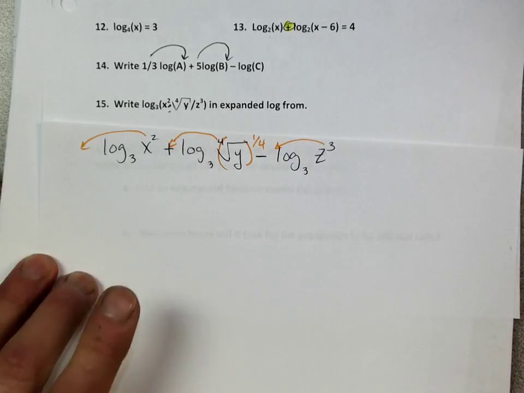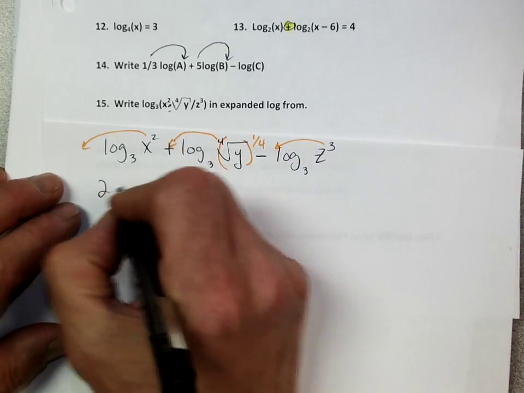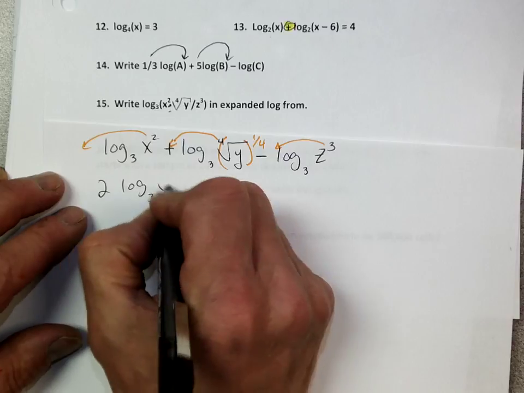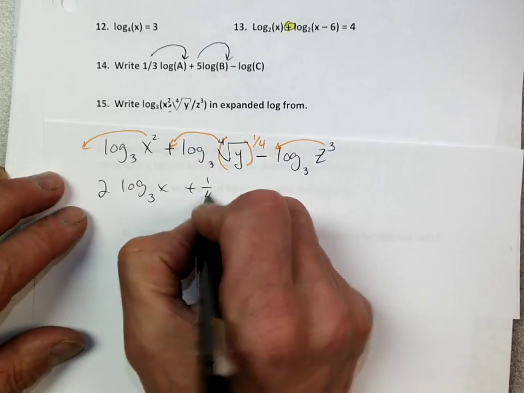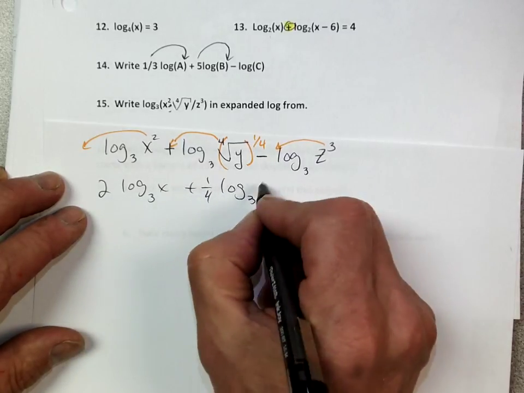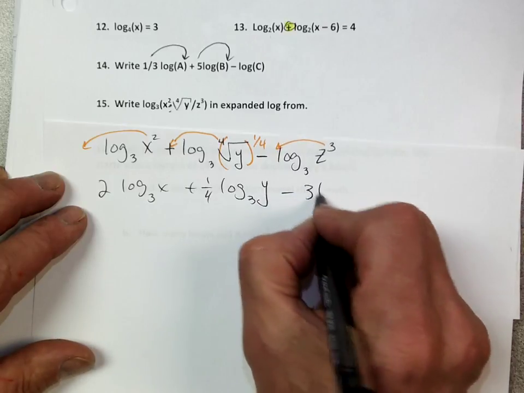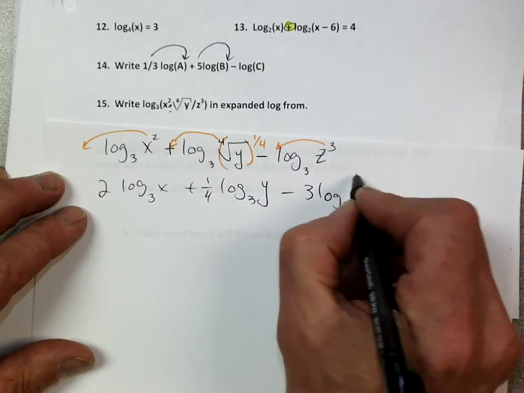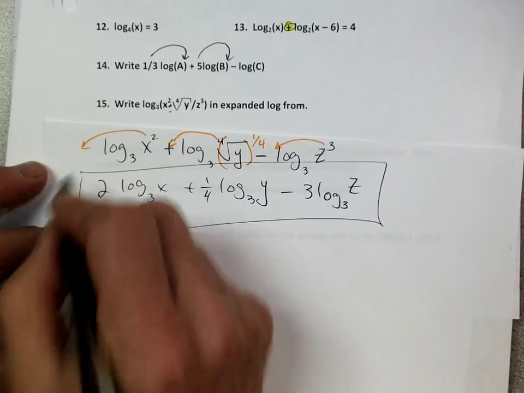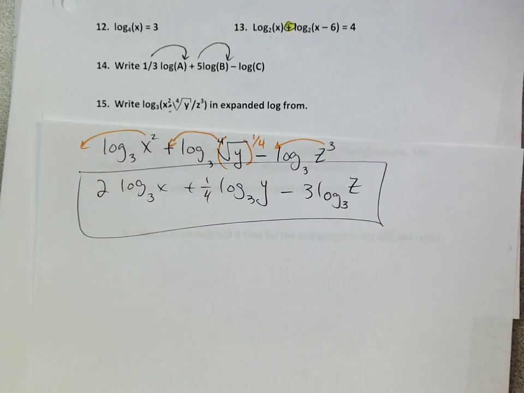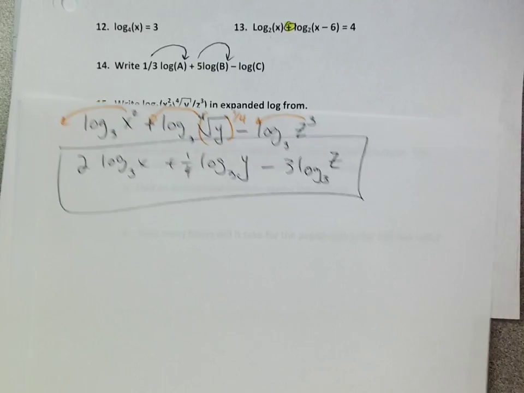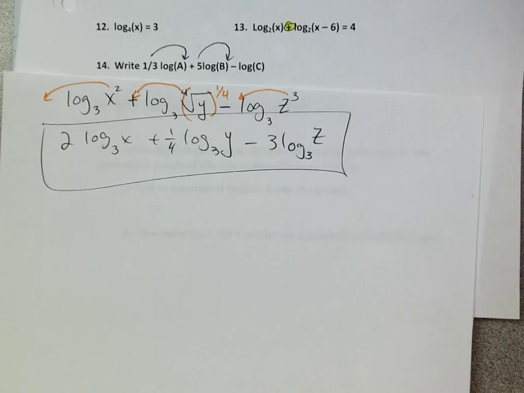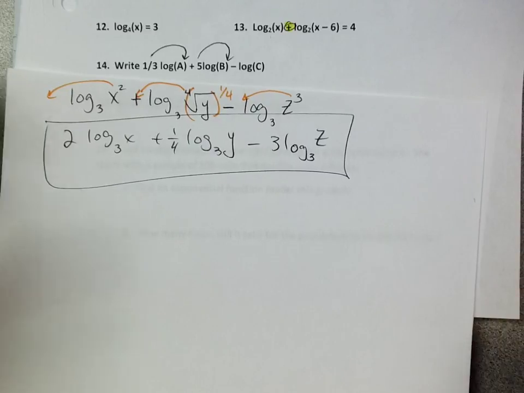So grand answer in expanded form is a 2 log base 3 of x plus a 1/4 log base 3 of y minus a 3 log base 3 of z. There it is. That's it. You guys can do this, can't you? Logarithms aren't hard. I know you say, yeah, it's easy for you to say, Mr. Davies, but honestly, we've done harder things than this. Really have. All right.